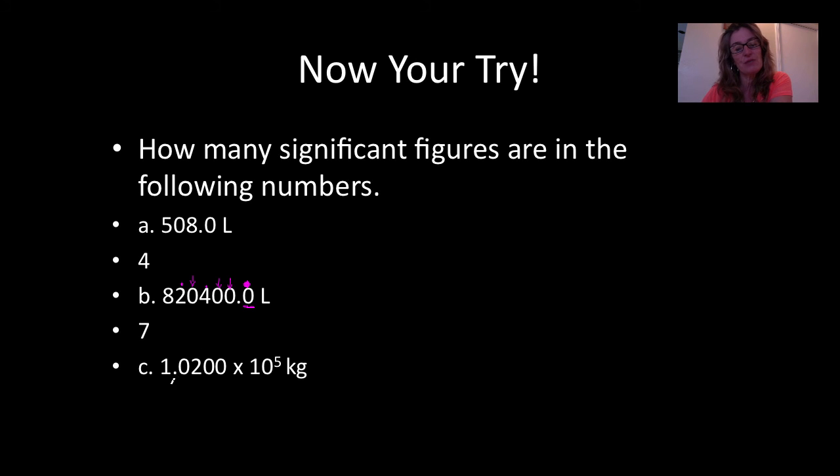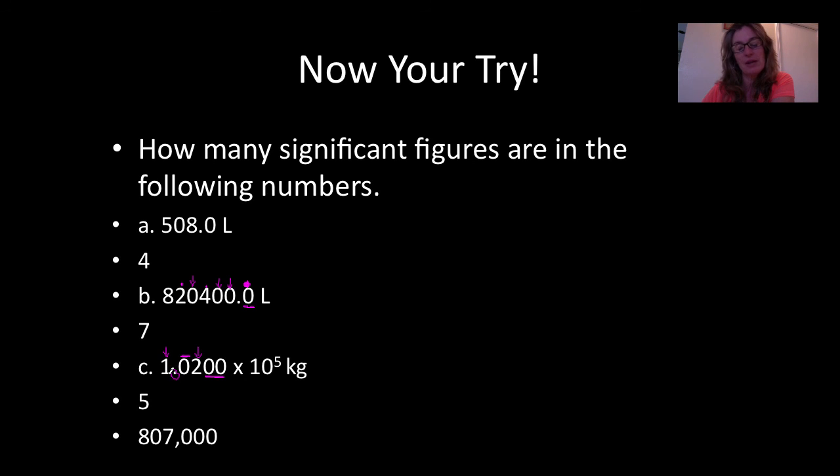How many significant figures are in this number? Go ahead and pause the video and see if you can figure it out. If you said 5, you were correct. Once again, this is a captive 0 between 2 non-zero numbers, so it is significant. These 2 zeros are the last zeros after the decimal point, and they are significant. So I have 5 significant figures in that number.